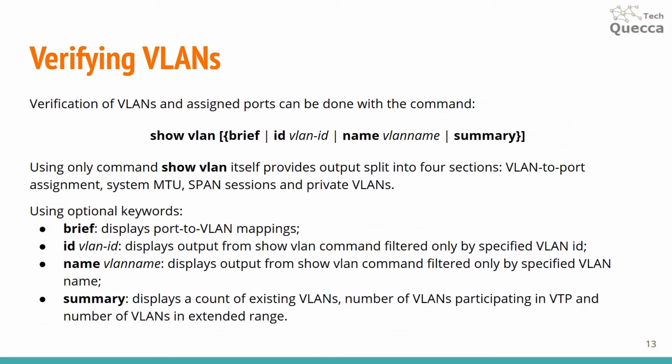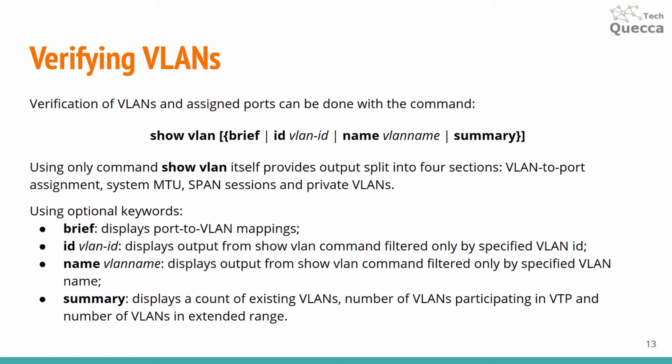Verifying VLAN. Verification of VLANs and assigned ports can be done with a command that starts with show vlan, and then we have some optional keywords: brief, id VLAN ID, name, and summary. Using only the command show vlan itself provides output which is split into 4 main sections. The first section is VLAN to port assignment, the second section is system MTU, the third section is SPAN sessions and private VLANs. We will see it a little bit later in the practice.